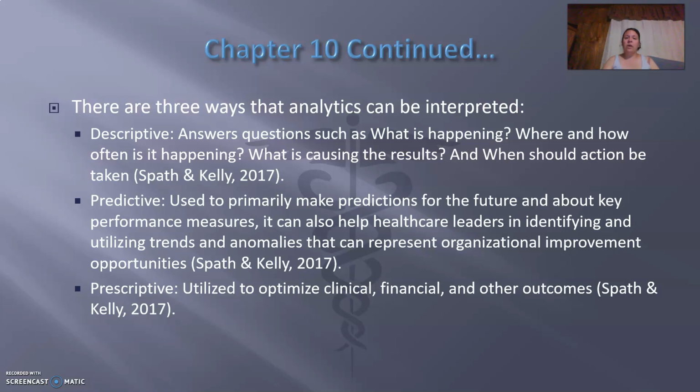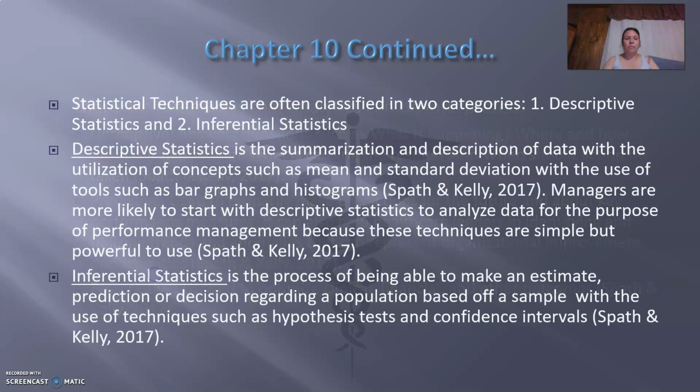Descriptive, answering questions such as what is happening, where and how often is it happening, what is causing the results, and when should action be taken. Predictive, used primarily to make predictions for the future and about key performance measures. It can also help healthcare leaders in identifying and utilizing trends and anomalies that can represent organizational improvement opportunities. And finally, prescriptive. This is utilized to optimize clinical, financial, and other outcomes.